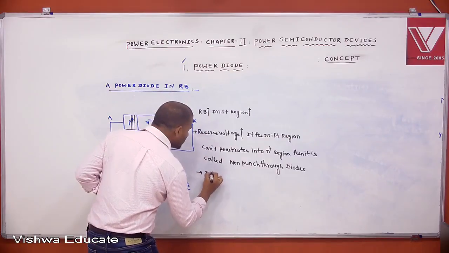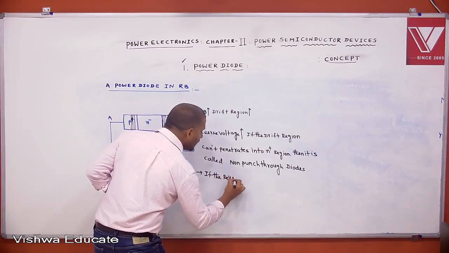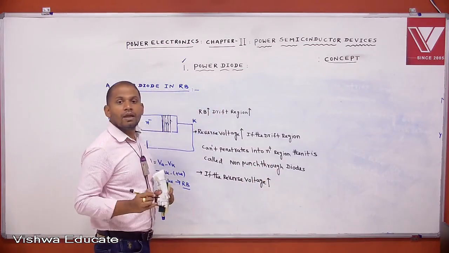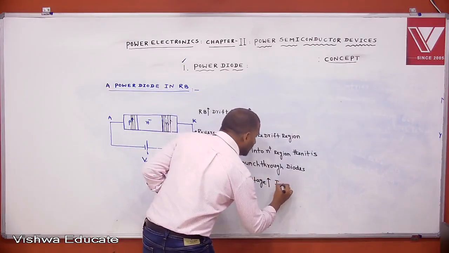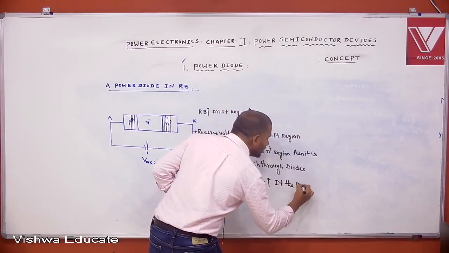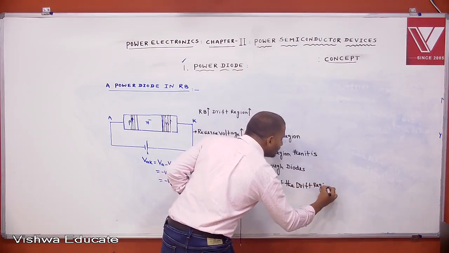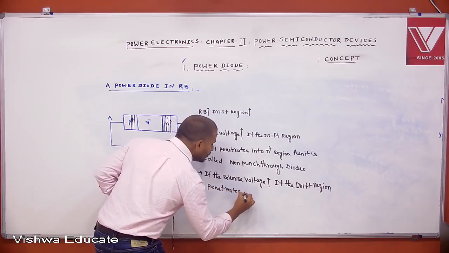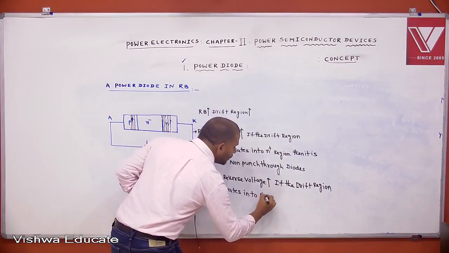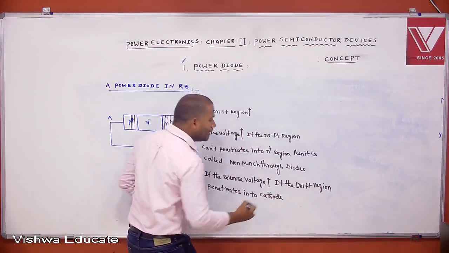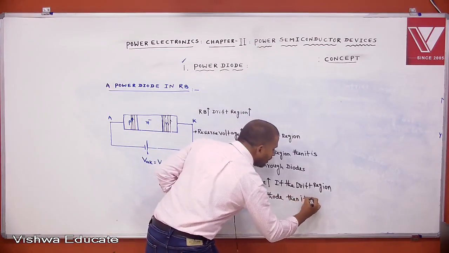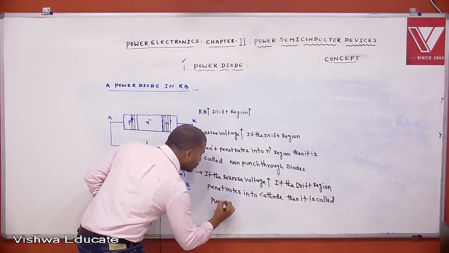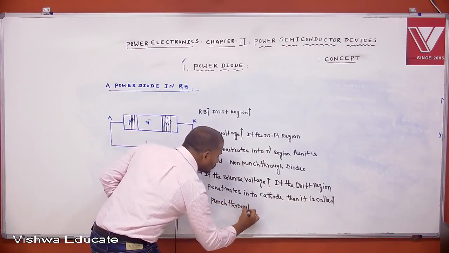If the reverse voltage is increased, and the drift region penetrates into the cathode, then it is called a punch through diode.